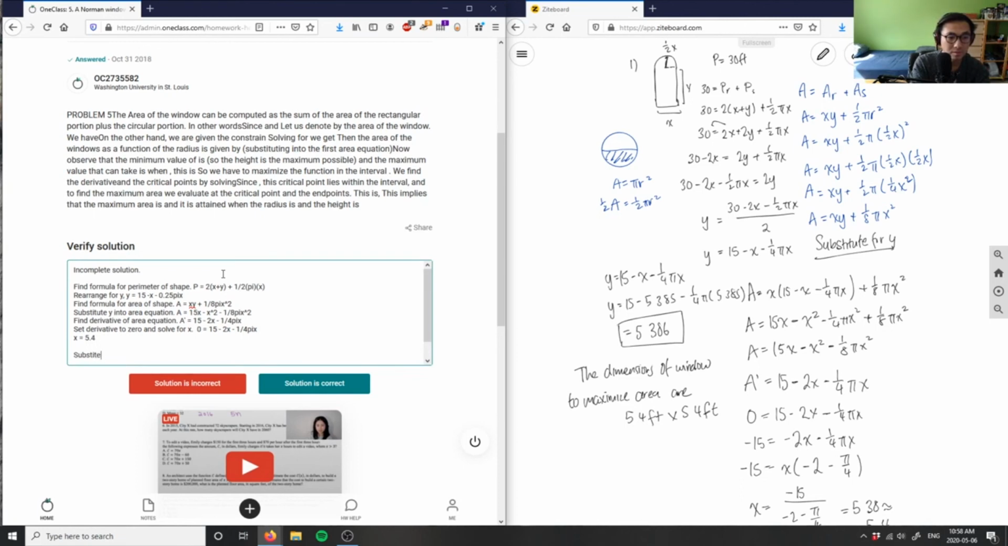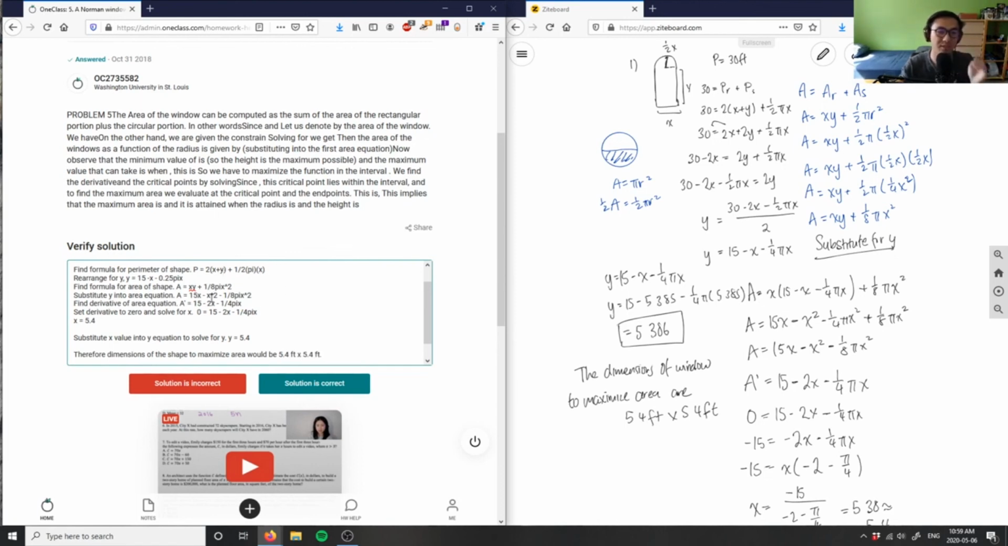Substitute the x value into the y equation to solve for y. y would also be 5.4. Therefore, the dimensions of the shape to maximize area would be 5.4 feet by 5.4 feet. So this solution is incorrect because this is an incomplete solution.